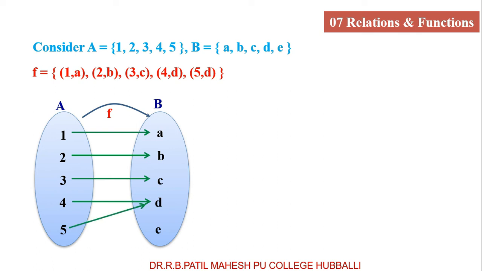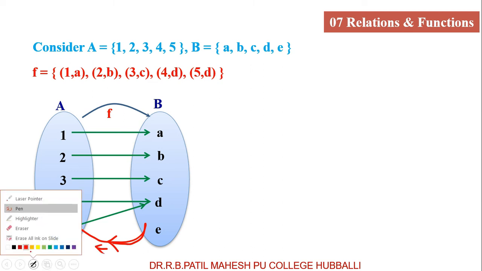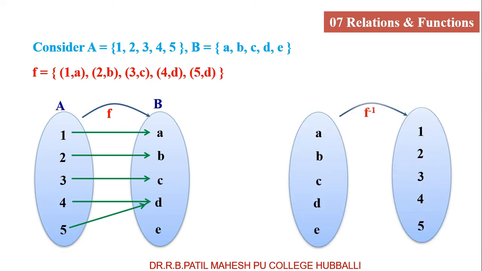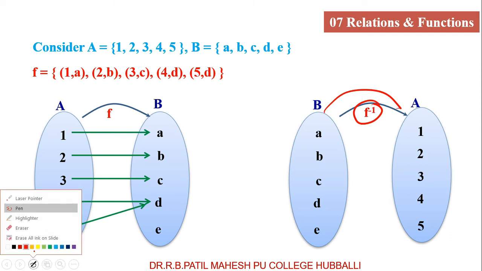Now define a function from B to A, because we are discussing the inverse. Inverse means reverse. Now I will define a function from B to A. Elements of B are a, b, c, d, e, and elements of A are 1, 2, 3, 4, 5. This is f inverse, because it is from B to A. So it is definitely the reverse of f, or the inverse of f.